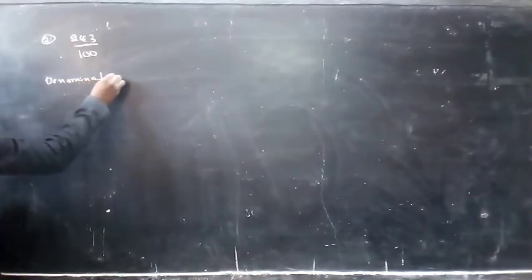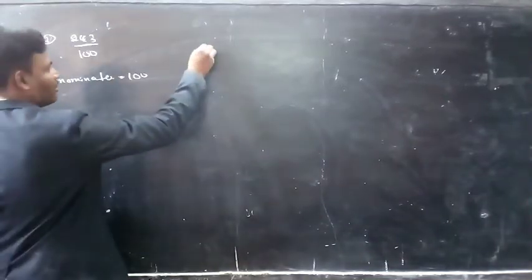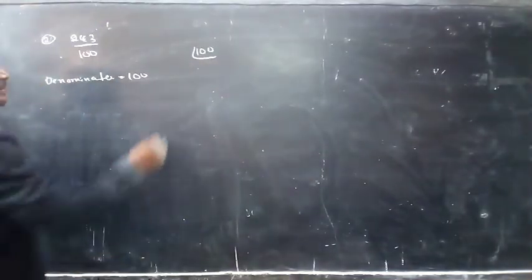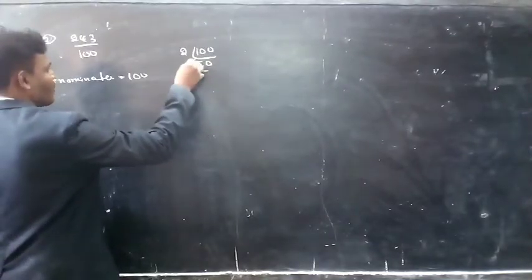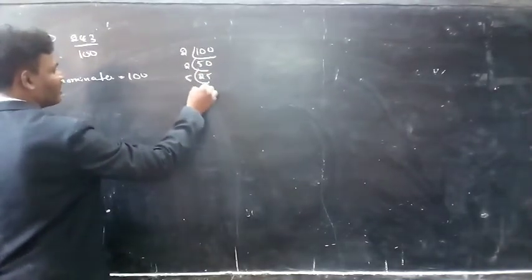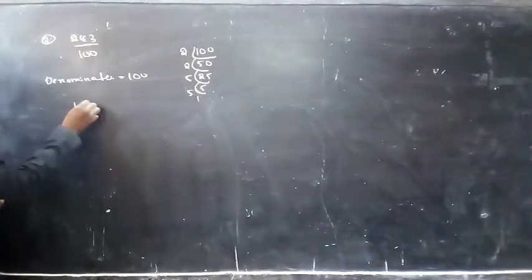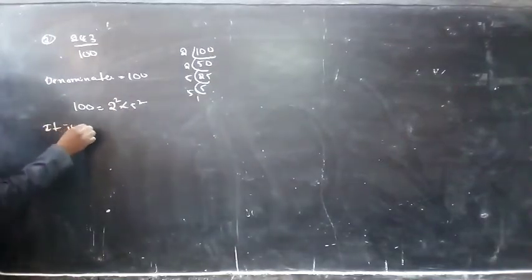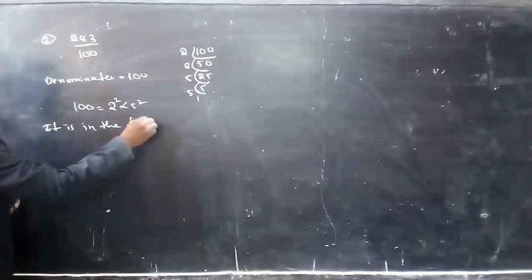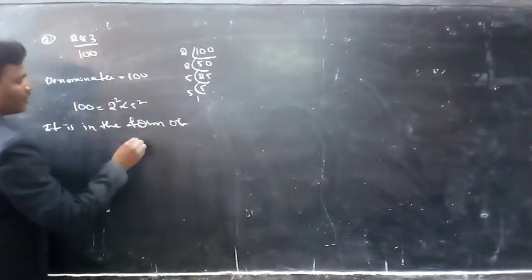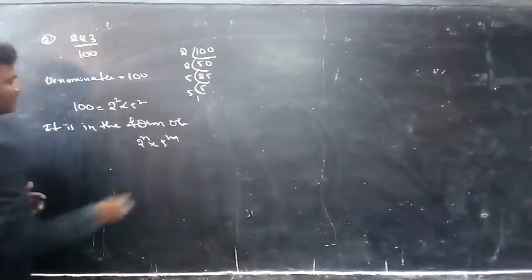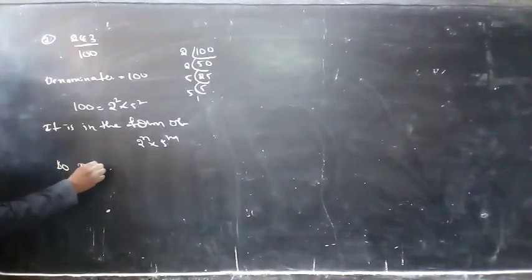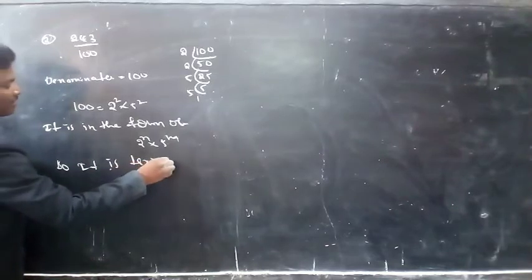See here, 243 by 100. Here what is the denominator? 100. Now take the denominator beside and divide as prime factors. See here, 2 5s are 10, 2 25s are 50, 5 5s are 25, 5 1s are 5. So 100 we can write as 2 power 2 into 5 power 2. It is in the form of 2 power n into 5 power m. So it is a terminating decimal.